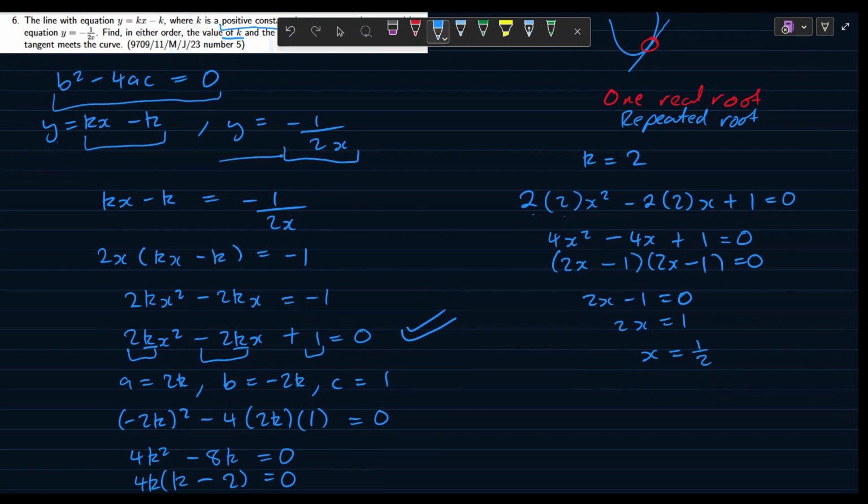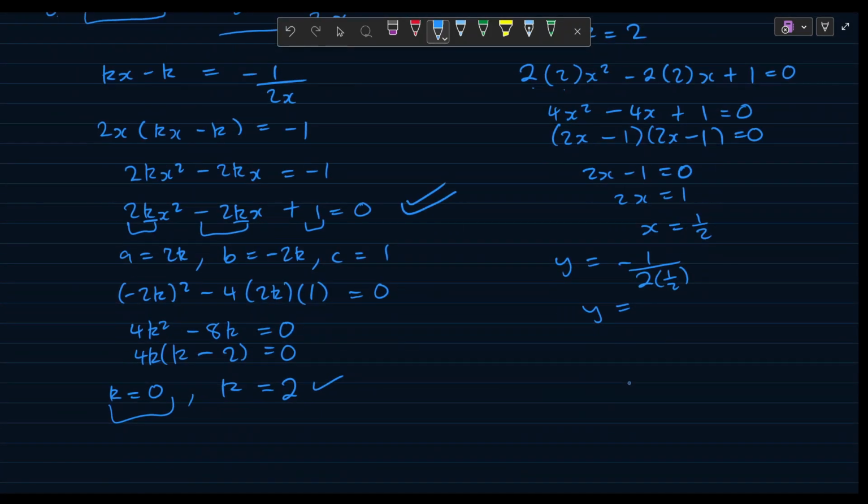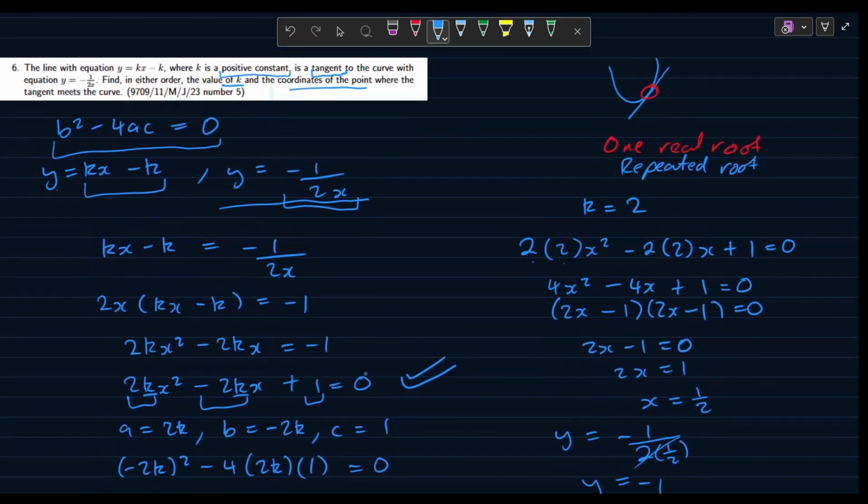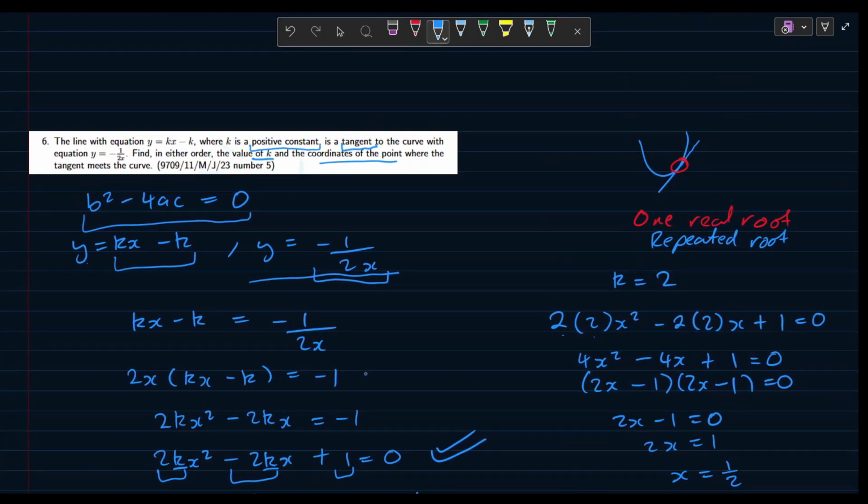So we can use this equation that we have over here and say that y is equal to negative 1 over 2 times 1 over 2. Y is equal to, that's going to be the 2 and the half here will cancel out, so we end up with negative 1. So we get that, therefore, the coordinates of the point where the line is tangent to the curve are 1 over 2, negative 1, and our value for k is equal to 2, and that's our final answer. Alright, so that's it for the discriminant.